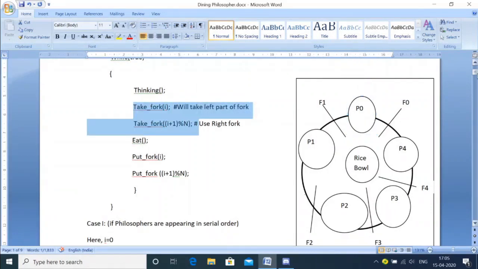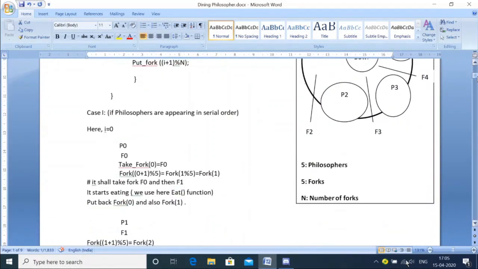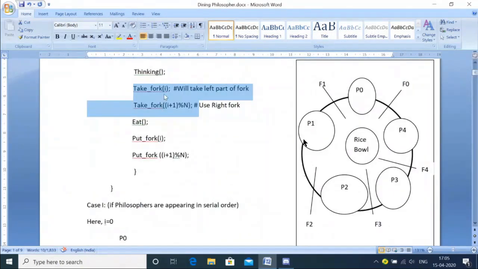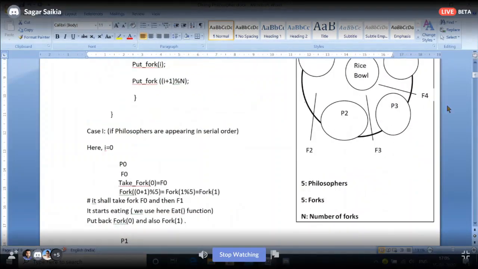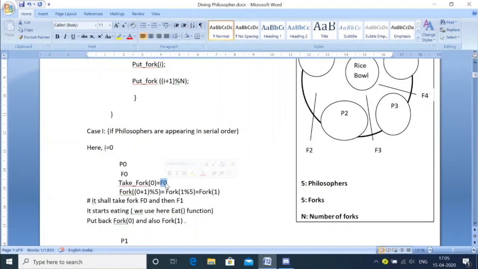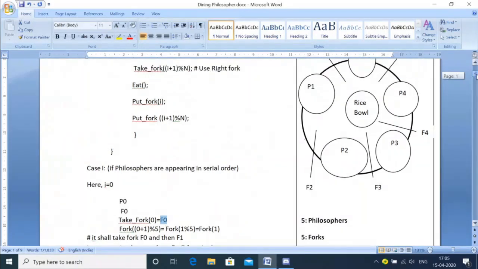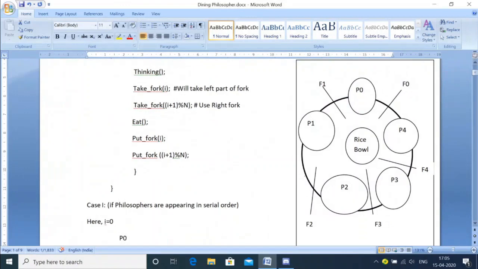Once it executes, how will it look? Here the I value is 0. If I put 0 here, take fork 0, so directly we can say that it will be taking fork F0. After F0 is taken by P0, which fork will it take next? I need not worry because I have another piece of code. Which fork to take? I plus 1 modulo n.